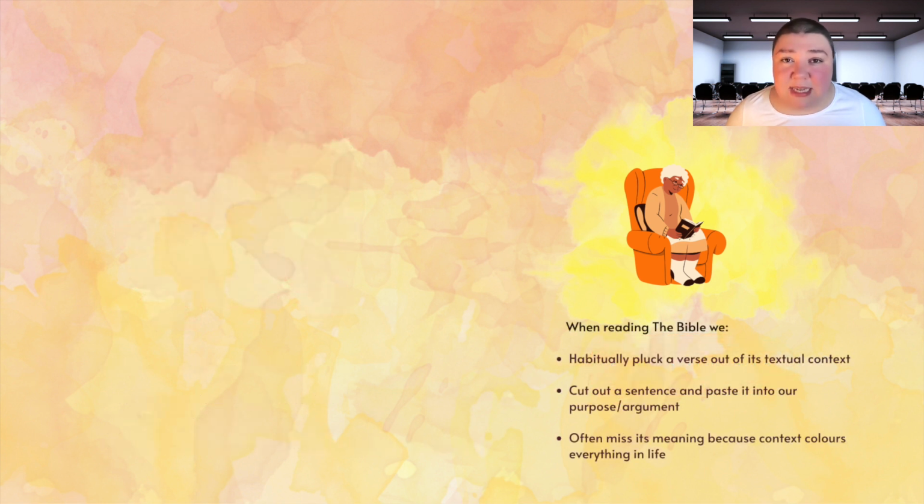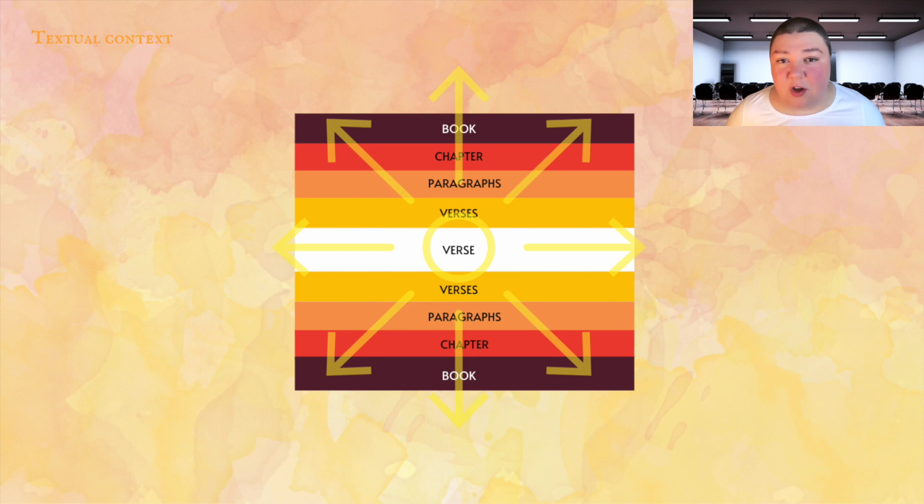We have a learned tendency, a habit, of plucking a verse out of its textual context, to cut out a sentence and paste it into whatever we'd like to say or argue, and by doing so, we often miss its actual meaning, because, as in all things in life, context massively colors the meaning of our words and sentences and events. And this is what we mean by textual context: surrounding verses, surrounding paragraph, surrounding chapter, chapters, and finally, book.